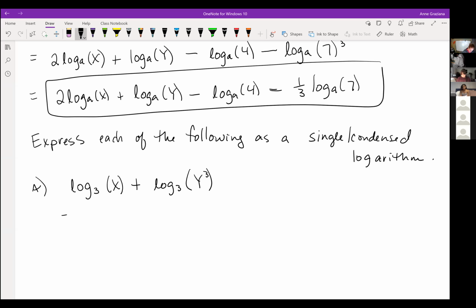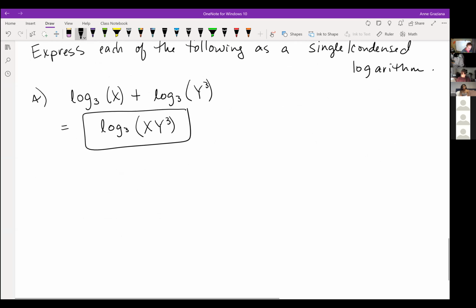Multiplication. So this is going to be log base 3. And notice the bases do have to be the same. And this is x times y to the third. And that's the single log. That's all we can do. It's really just one move there. Any questions so far?